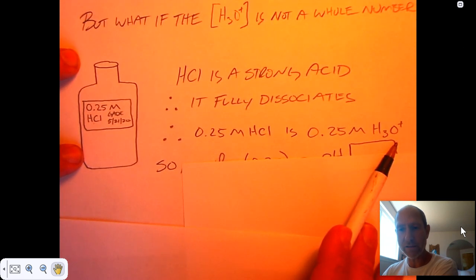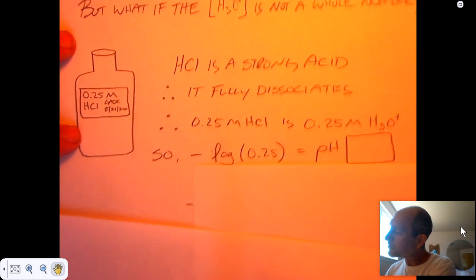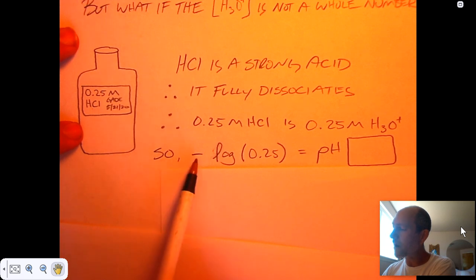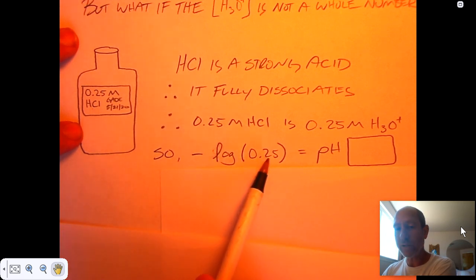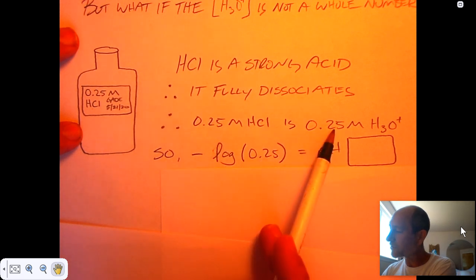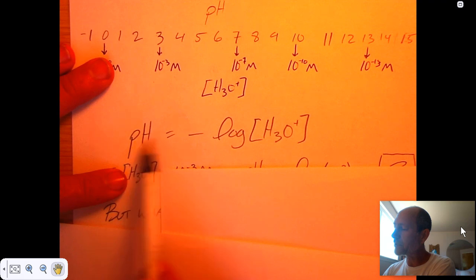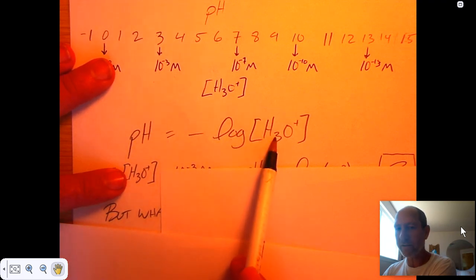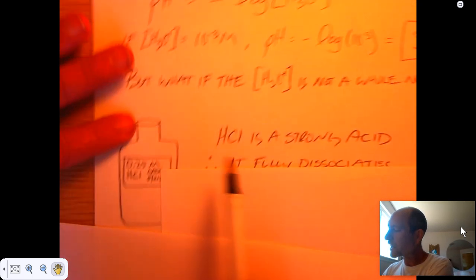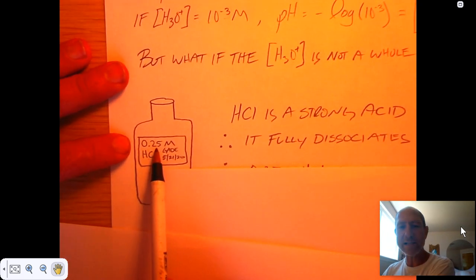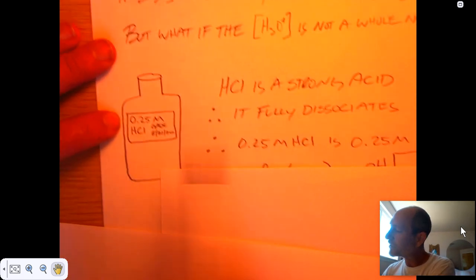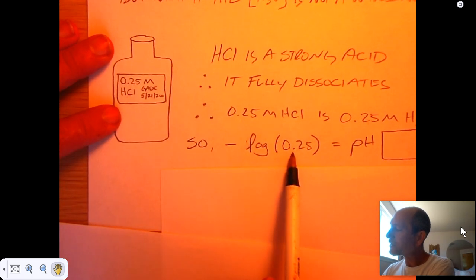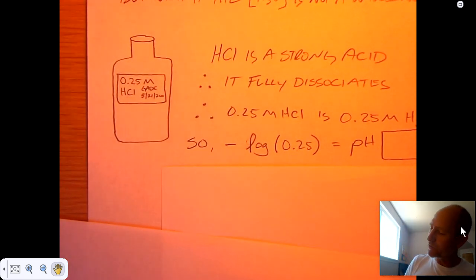Yeah, that's right. So what we need to do is we need to take the opposite of the log of 0.25. 0.25 because that's the concentration of hydronium, because pH is the opposite of the log of the hydronium ion concentration. So for a strong acid, the concentration of the acid is the concentration of hydronium. So the concentration of hydronium is 0.25.